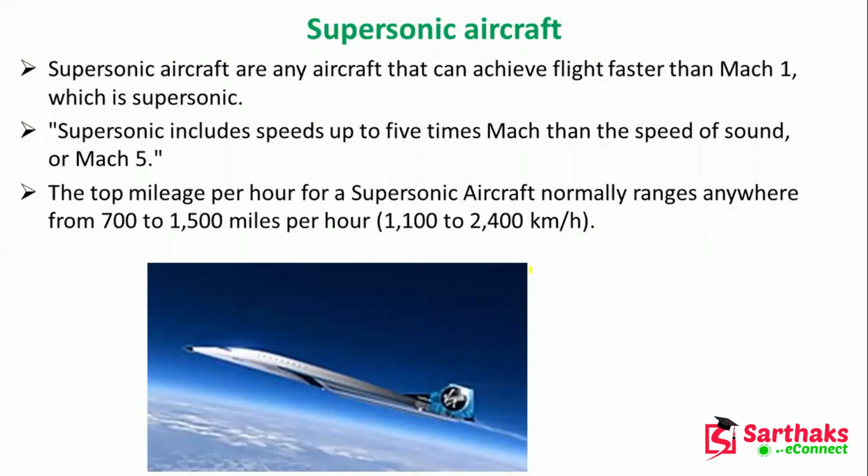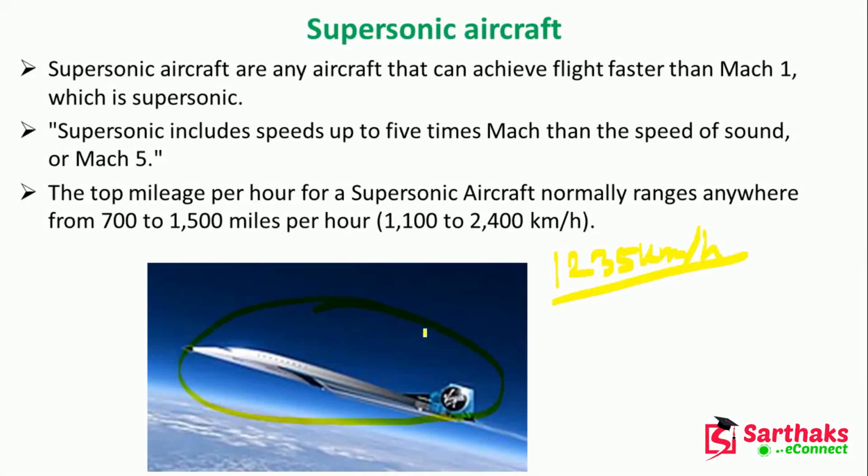Now, supersonic aircraft are any aircraft that can achieve flight faster than Mach 1. Mach 1 means 1235 km per hour, as we told you. So supersonic aircraft achieve speeds greater than Mach 1, and supersonic includes speeds up to 5 times the speed of sound, or Mach 5. And the top miles per hour of a supersonic aircraft. Here you can see the supersonic aircraft.